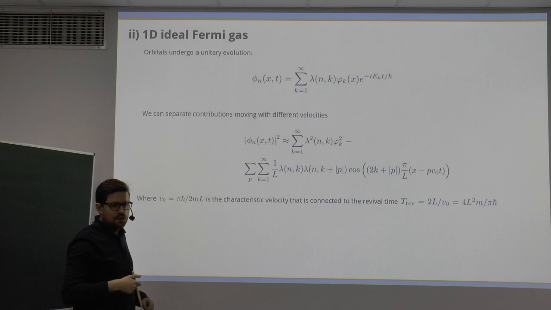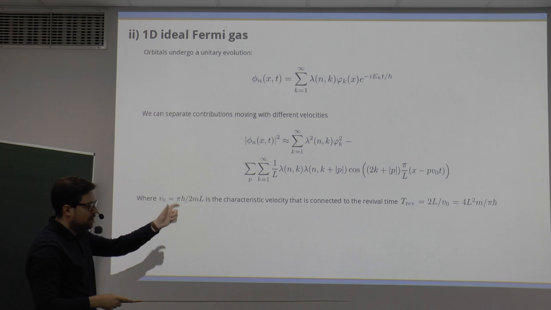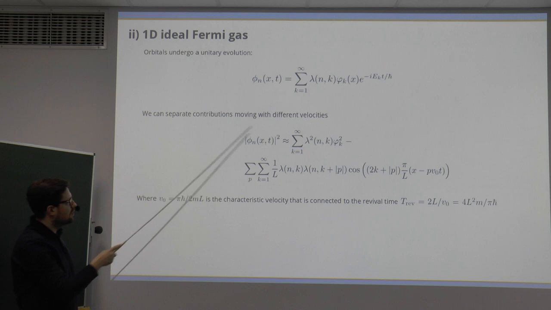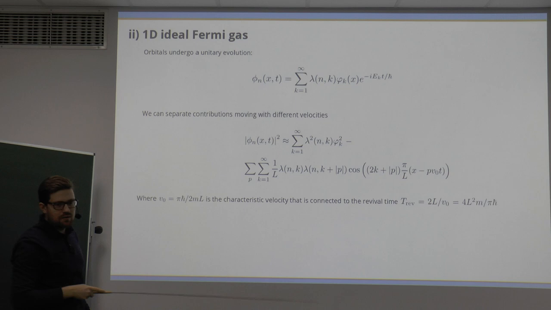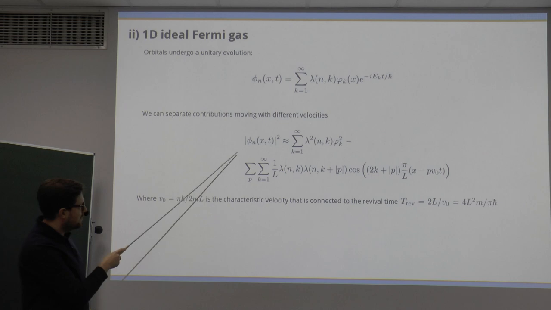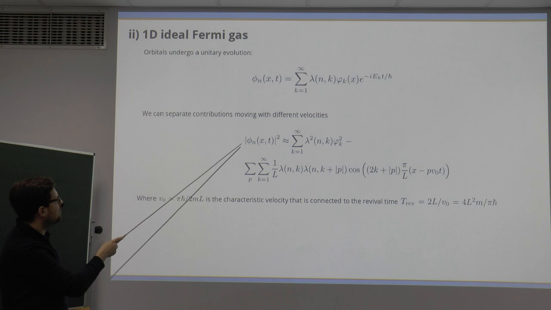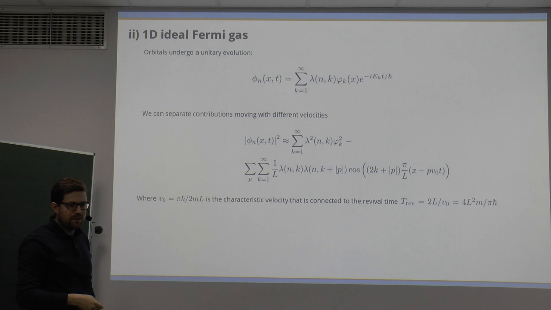There is an additional part which has some cross terms, but it disappears in the limit of a large number of atoms. Only this part survives because the number of these terms is proportional to the number of orbitals in the end, and the rest is much smaller.